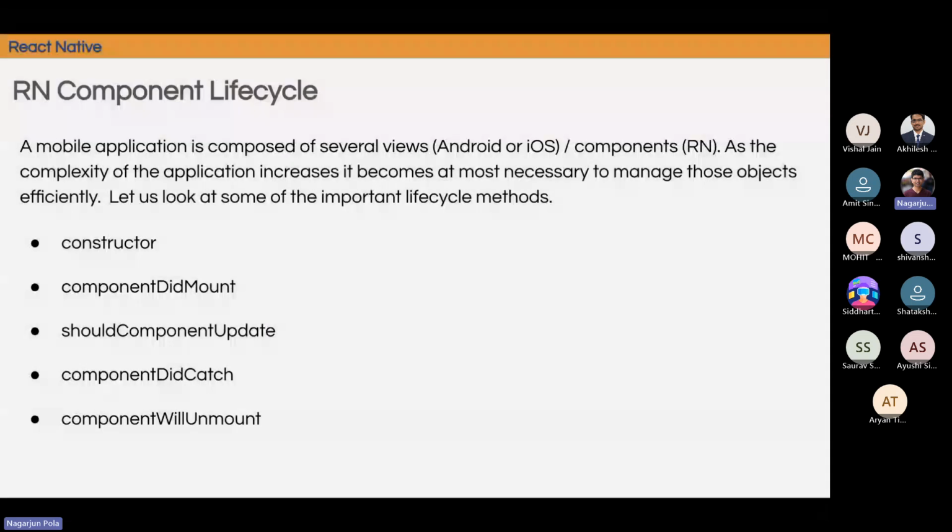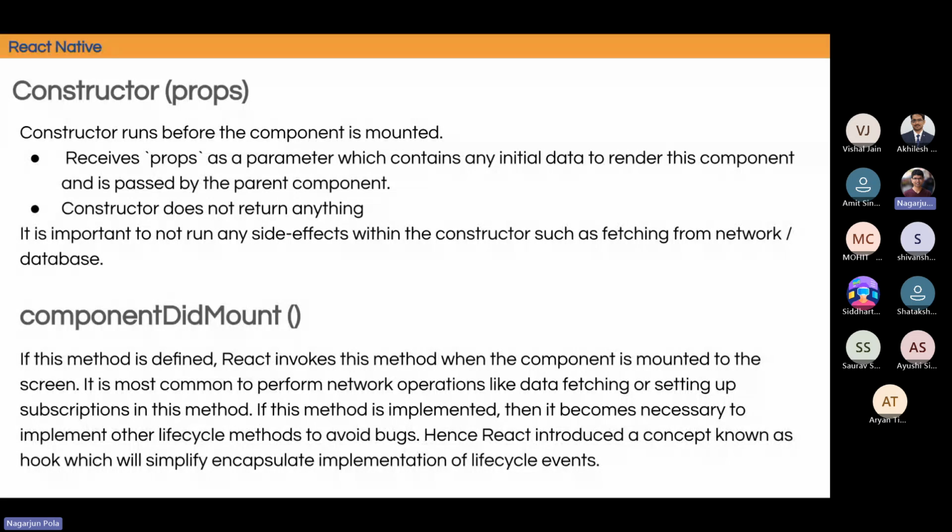And componentDidMount. If this method is defined, React will invoke this method when the component gets attached to the screen, that is mounted to the screen. And this method is most commonly used for performing network operations before we show the component. Suppose you are building a stock market application, and when you click on any ticker, say for example you click on Apple and you want to see the live graph of how that stock is performing, then you want to fetch that data before this component becomes visible to the user, right? So this data fetching generally happens in componentDidMount method.